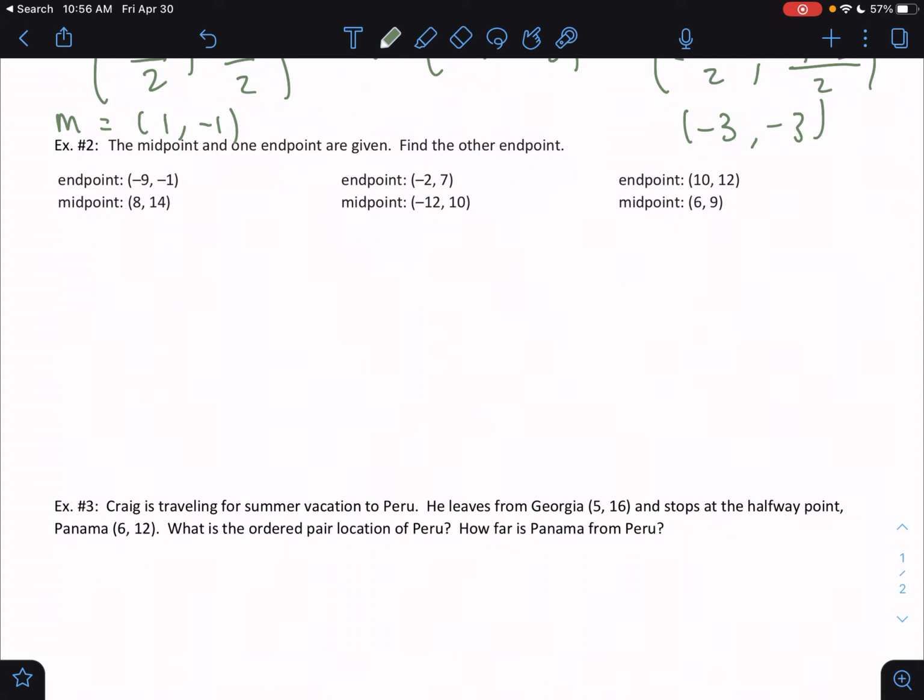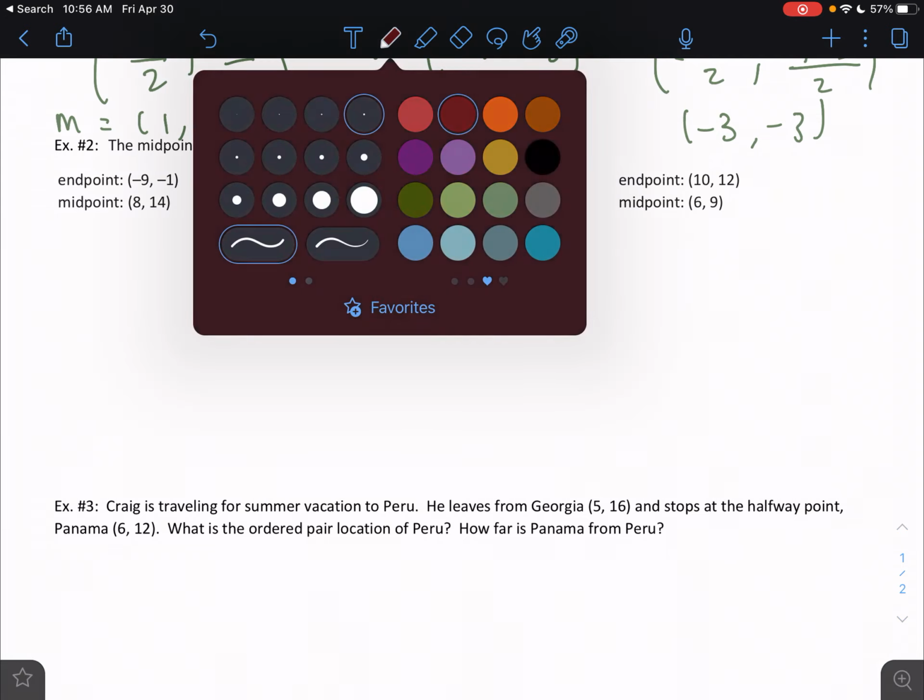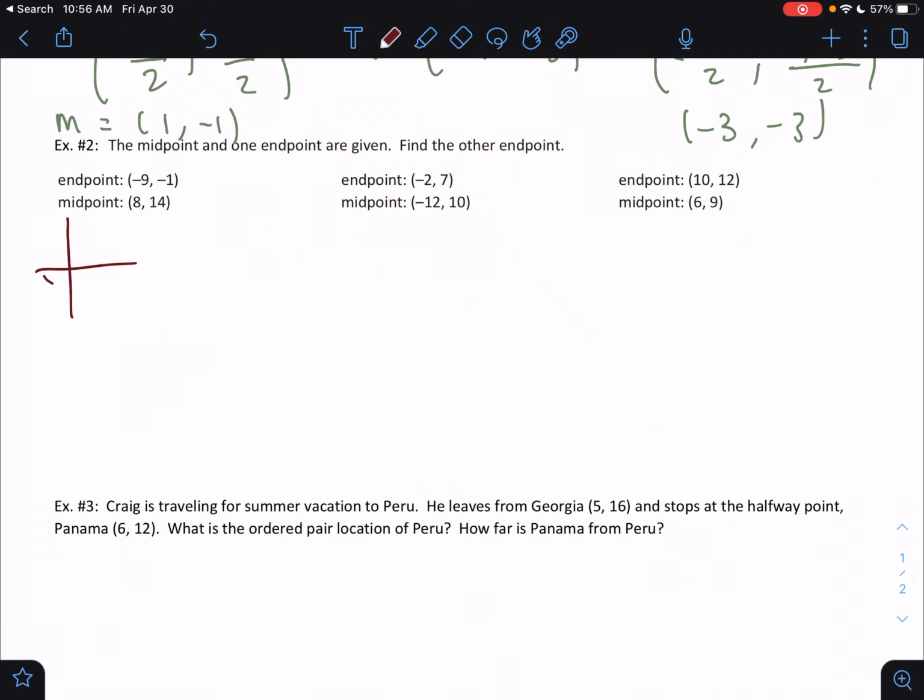This time we want to find out what the end point is when given one midpoint and an end point. So for example, in this first one, we are given that our midpoint is like over 8 up 14, just an estimation there, and we have an endpoint of negative 9, negative 1. And so we're trying to figure out where this other endpoint is. If you sketch a picture like this, it can also help you make sure that your answer makes sense. So our answer should be a pretty big positive number and a pretty big positive number. So x and y should both be a large positive number based on my picture here.